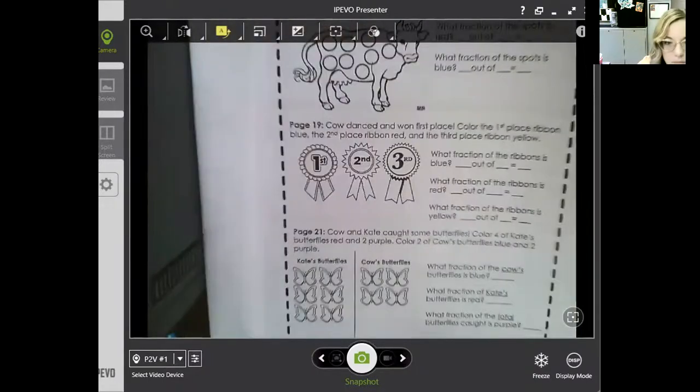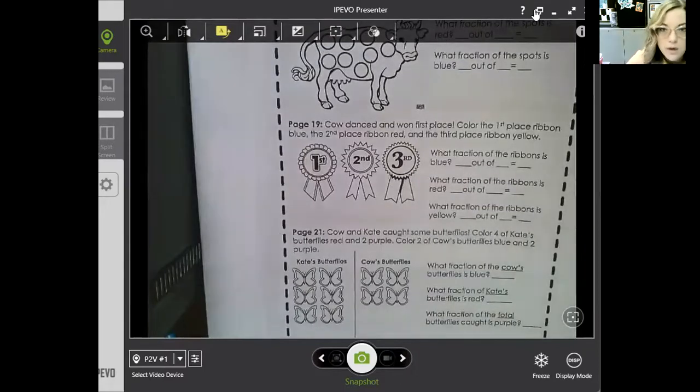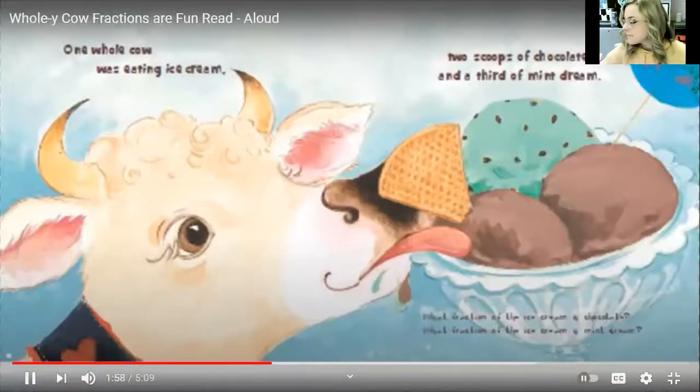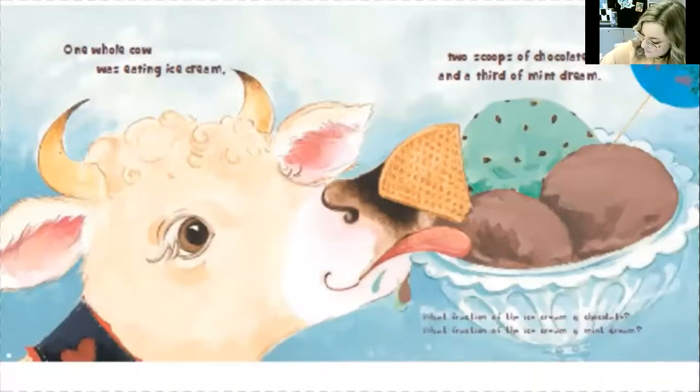We just have a few more pages left, and then I'm going to have you work on the rainbow coloring sheet. What fraction of the ice cream is mint green? That's right, 1 out of 3, 1/3.